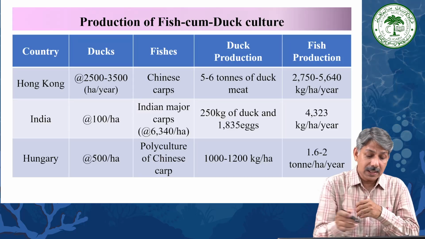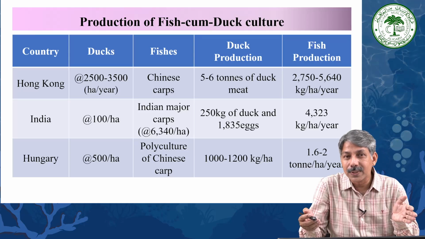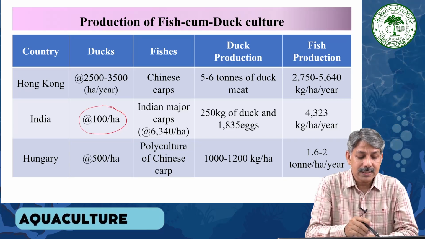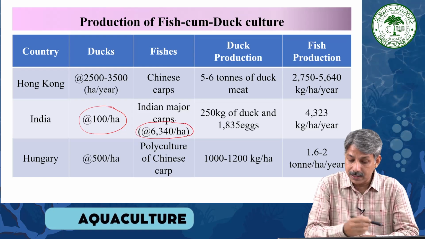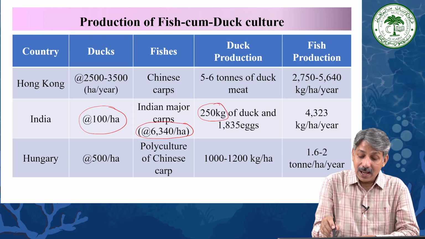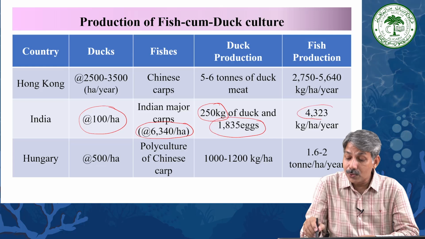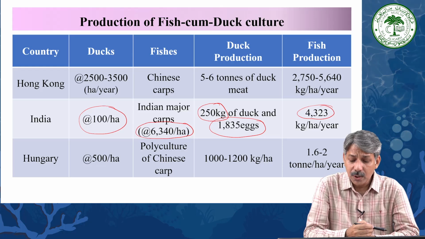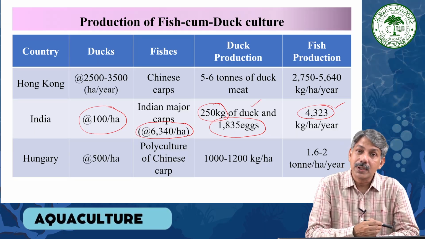For production of fish cum duck culture, here is a comparative account of what kind of inputs we need and how we can benefit from this. In India, for example, if we introduce 100 ducks per hectare, and in the case of fishes 6340 per hectare, then what are we getting? We are getting 250 kg of duck meat and 1835 eggs. That is in addition to 4323 kilograms per hectare per year of fish. So when you combine these two benefits, the fish production as well as duck production, it becomes very beneficial.